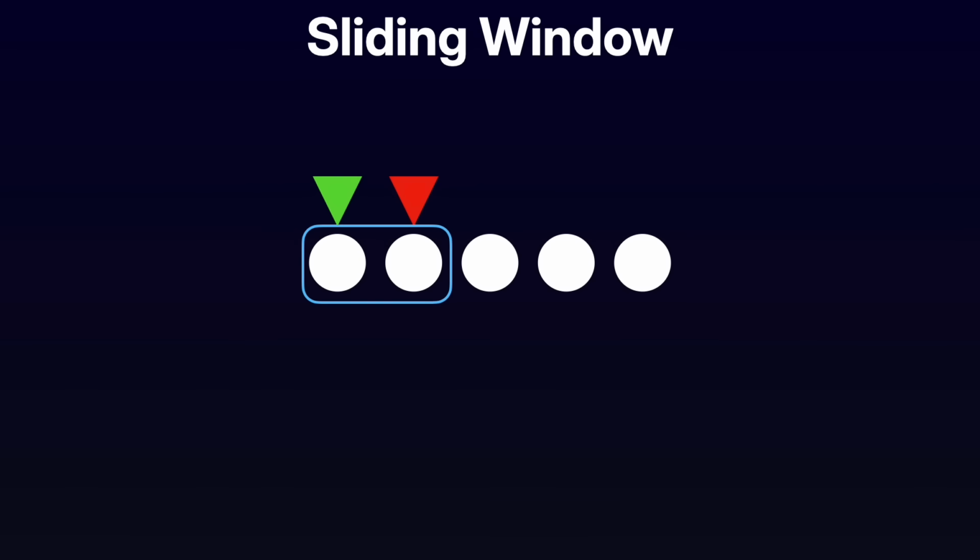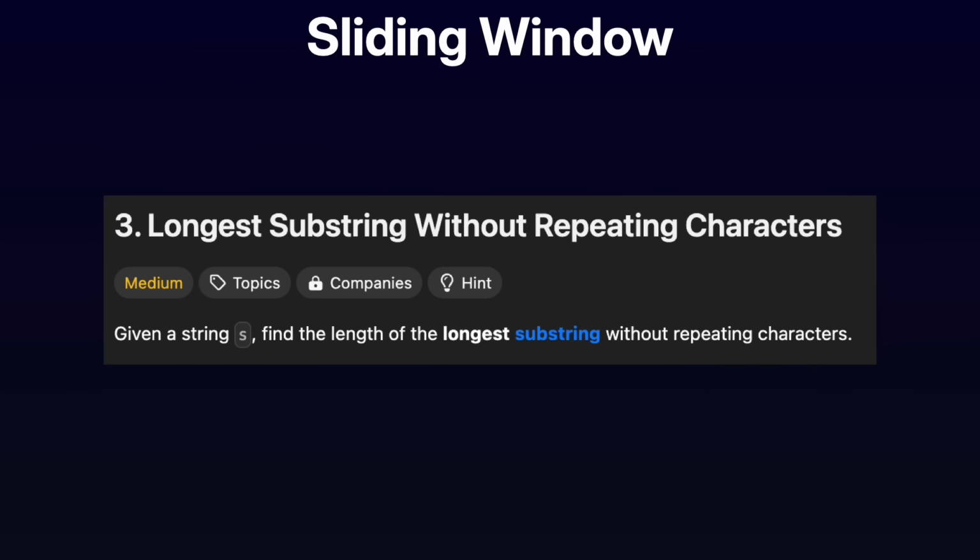In the sliding window approach, one pointer marks the start of the window, and the other marks the end. As the end pointer advances, the window slides over the data structure. Depending on the problem, you either expand the window by moving the end pointer or contract it by moving the start pointer to meet certain criteria, like maximizing the length of a substring or maintaining a sum within a target value.